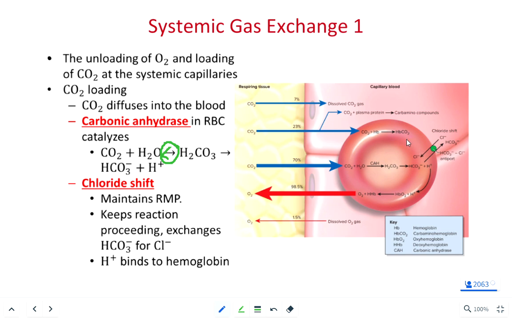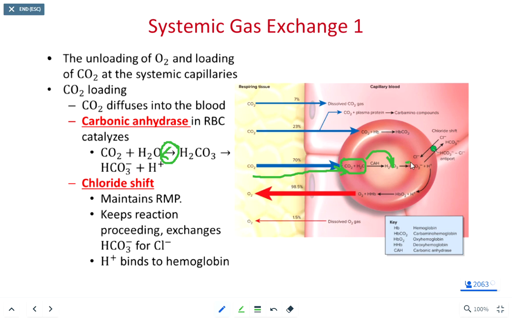For those of you that printed it off, hopefully it's easier to see on your printout. We're going to focus on this reaction arrow. Carbon dioxide gets into the bloodstream. It binds to the water. Carbonic anhydrase turns it into carbonic acid. Carbonic acid will immediately dissociate into the hydrogen and bicarbonate ions.